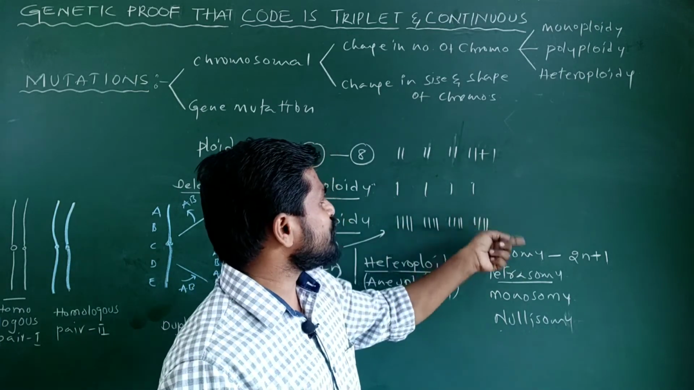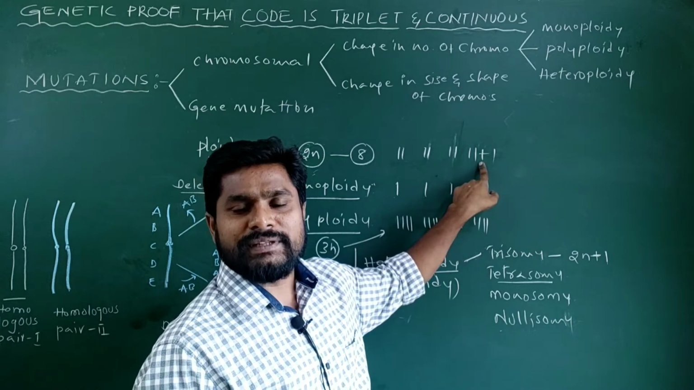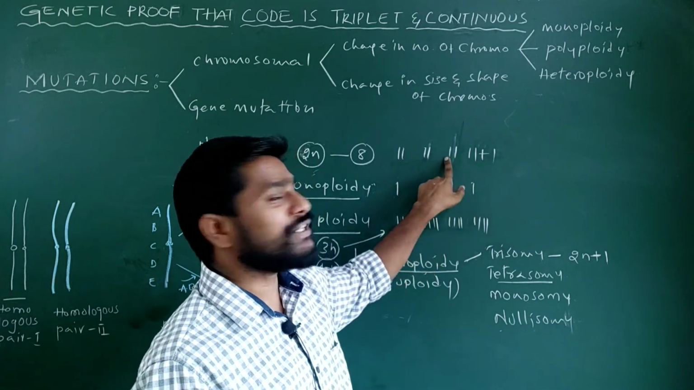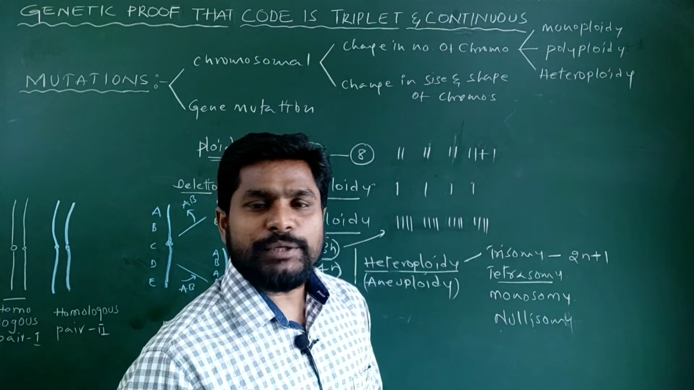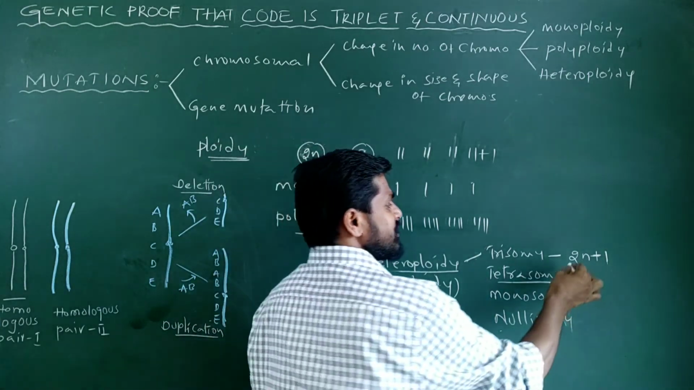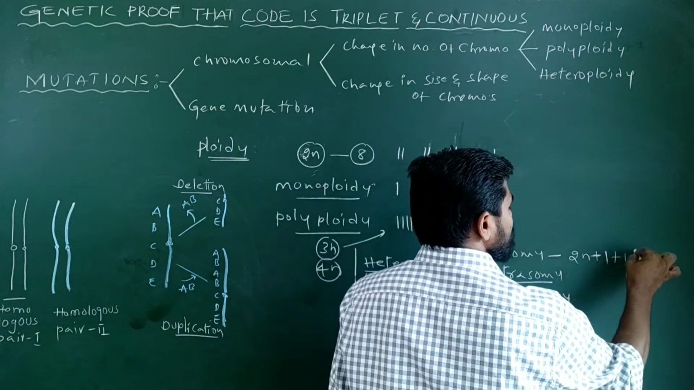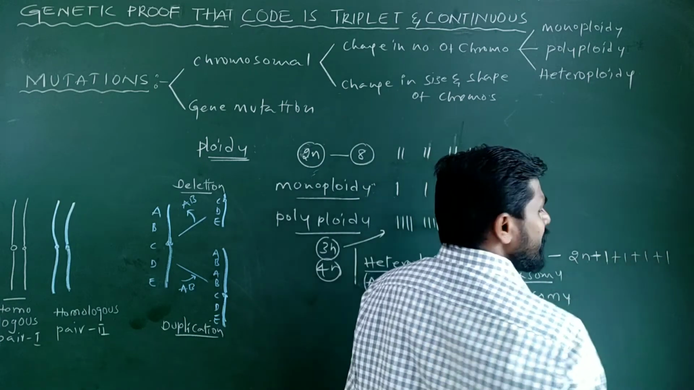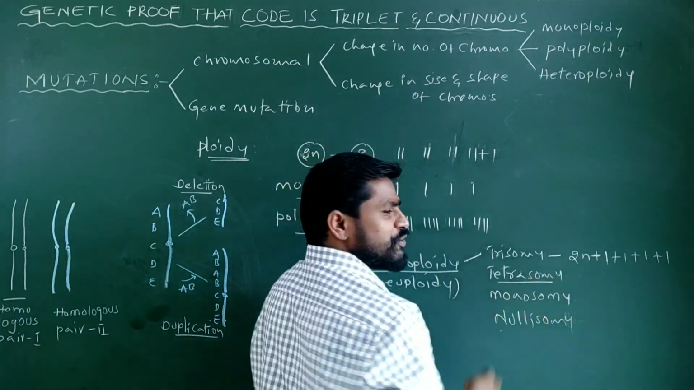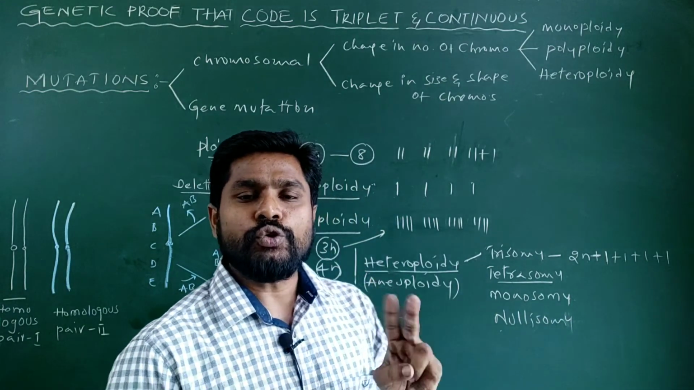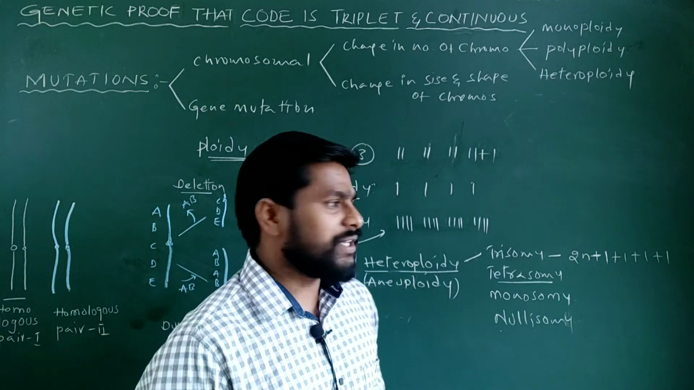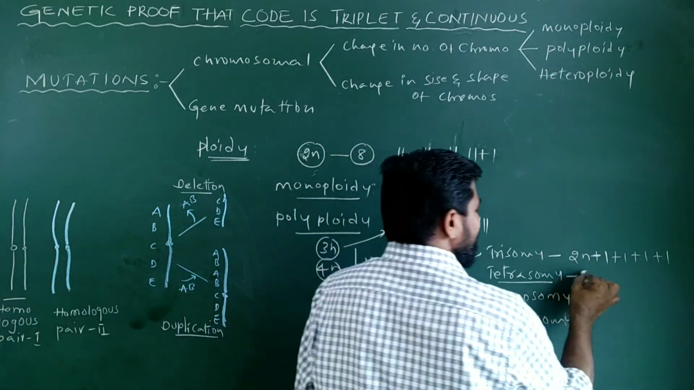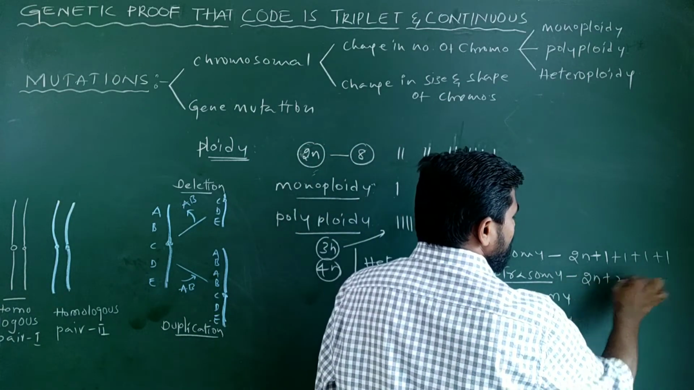So this is the trisomy at the fourth chromosome. There is a possibility of a trisomy at the third chromosome or second chromosome. Multiple trisomics can be represented as 2n plus 1 plus 1 plus 1 plus 1 and so on. And if you come to tetrasomy, it is just the addition of two chromosomes to the complete diploid set of chromosomes of an organism, which can be represented as 2n plus 2.